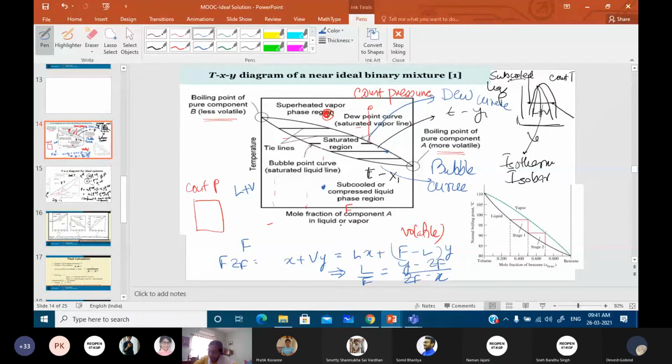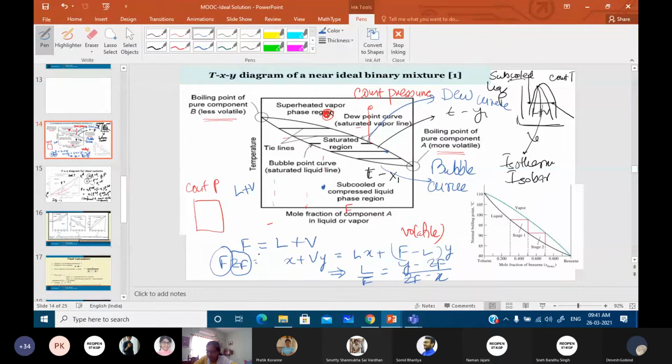What have I done? I have started with, wait, I was about to rub this off. I had started with F moles, right? And the composition of that is ZF moles, right? So I have started from here with F moles. Fine. Now I have entered the vapor liquid region. I have got V moles of vapor, L moles of liquid, right?